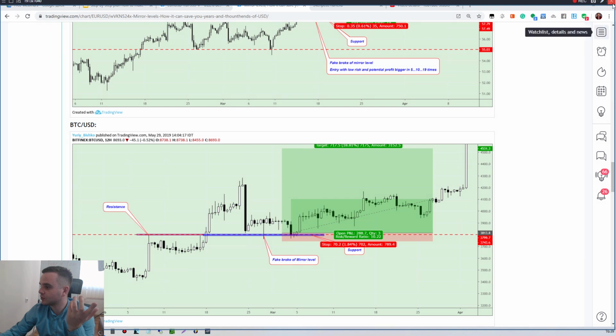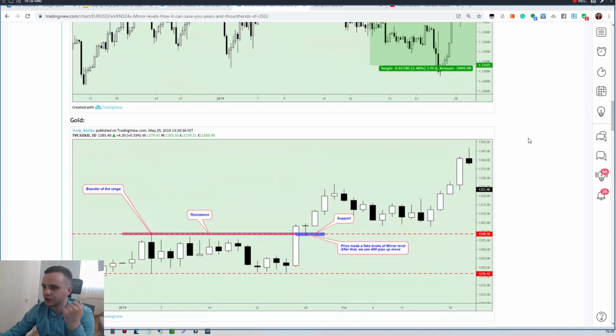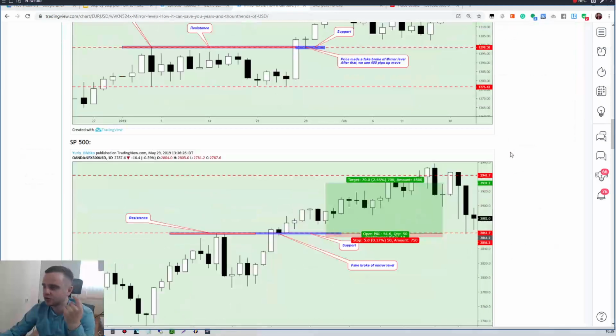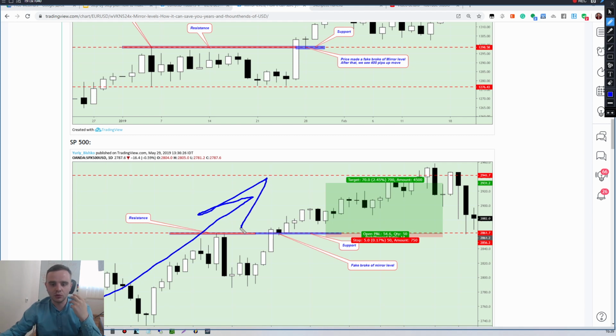Another example, even on Bitcoin, as you can see, take a look. This resistance, price bounced from it before, false breakout, another false breakout, and uprise. What do you need to understand? When you trade mirror levels and follow a global trend, this strategy will work better. Better always to open entries to continue the global trend.